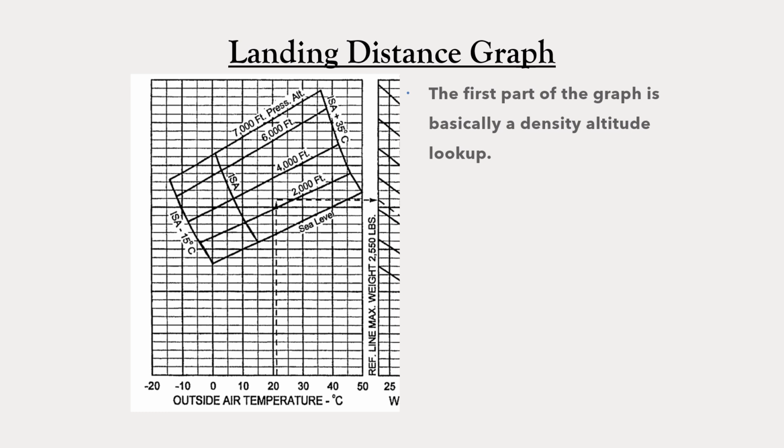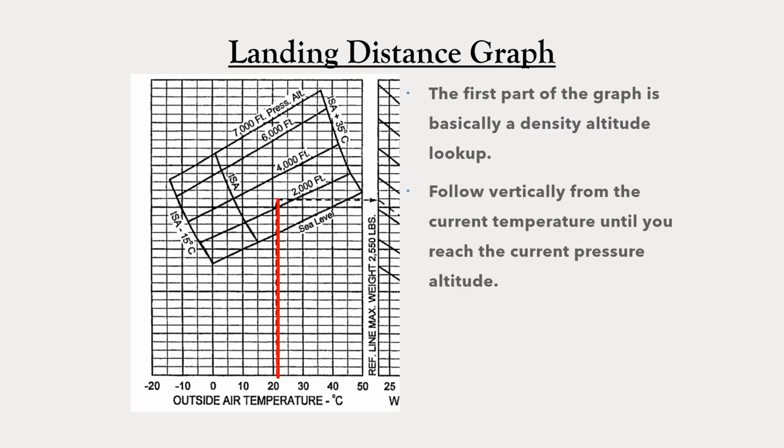In this chart, the first part of the graph is basically a density altitude lookup. You'll find the current outdoor temperature at the bottom and draw a line vertically until you get to the current pressure altitude, and then you'll follow horizontally to the right to get to the second part of the graph.